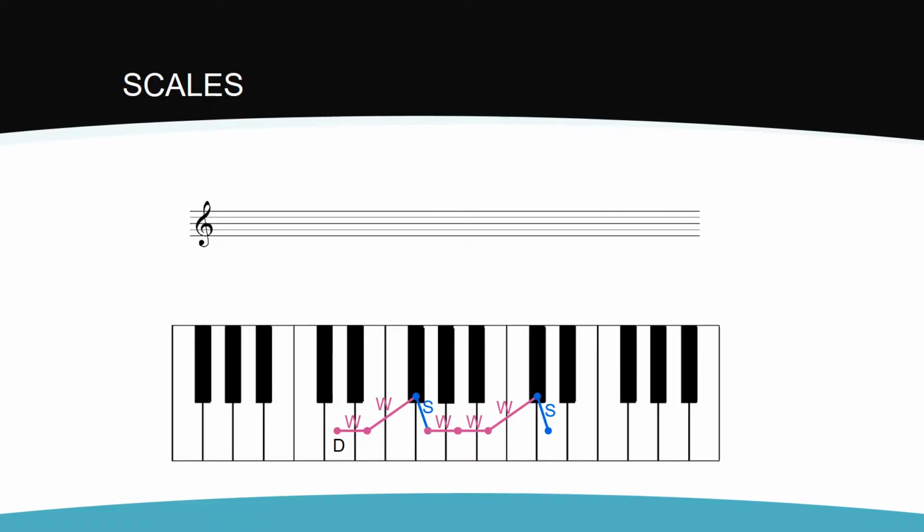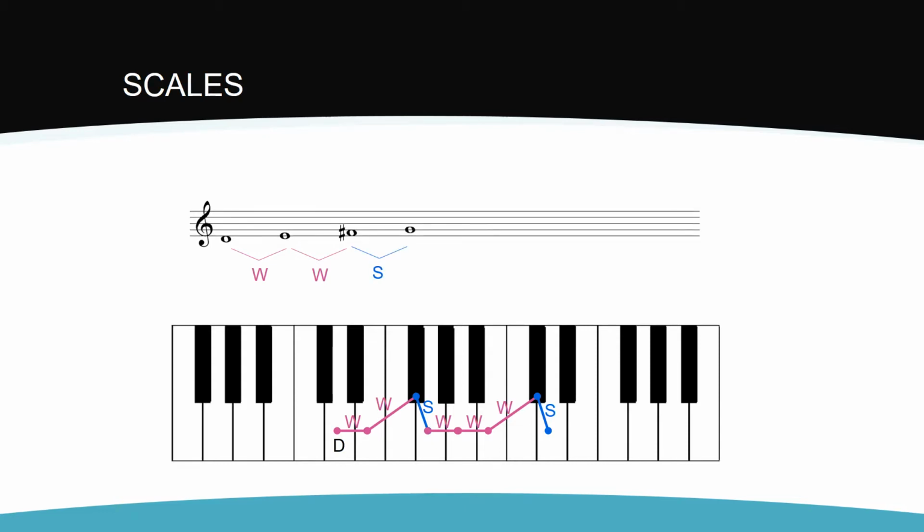Starting on D, we need to move a whole tone up to the next scale member. That brings us to E. Now we need to move up another whole tone. That brings us to F sharp. When we write this on the staff, we need to leave some room to place a sharp to the left of the notehead. Now we need to move a semitone up from F sharp.